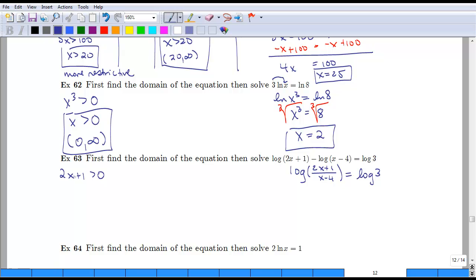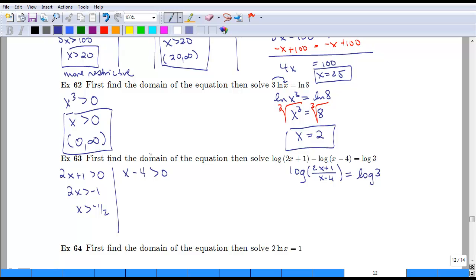So in this case, we have 2x plus 1 is greater than 0. For the first part, we subtract the 1 to the other side. We get 2x is greater than negative 1. We divide by 2, and we get that x is greater than negative 1/2. For the x minus 4, we already said it can't equal 4 because that'll make the denominator 0.